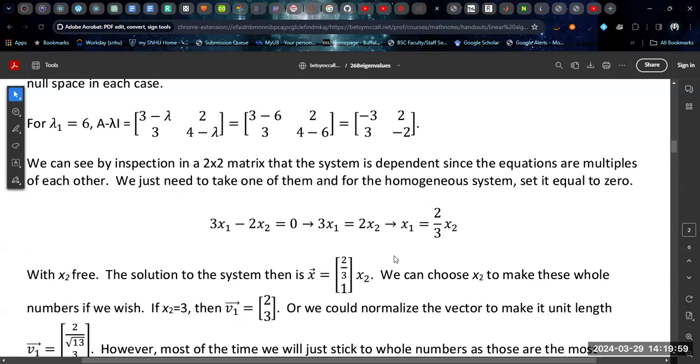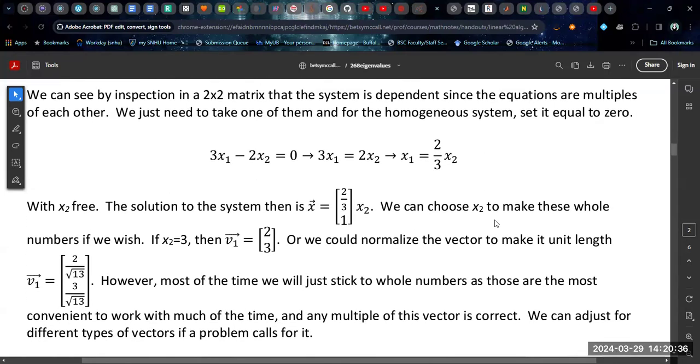And since x2 is free, I can create my solution as being 1 in my x2 component, and whatever this coefficient is in my x1 component of my vector. And then whatever value I choose to make x2, I can rescale this vector so that I can get whatever I want. So if I designated x2 to be 10, then 1 times 10 would give me the value for x2, and 2/3 times 10 would give me the value for x1. Now, I can also choose x2 in a way that makes these numbers nice whole integers.